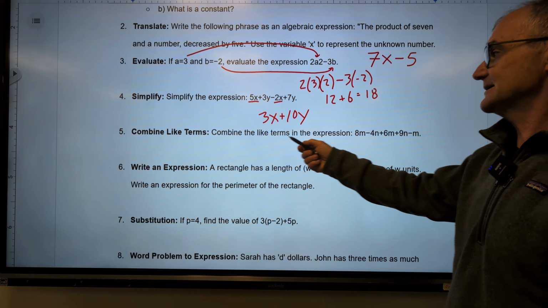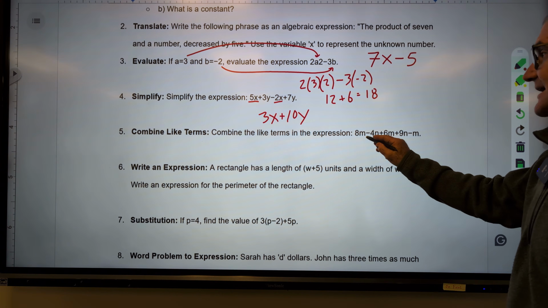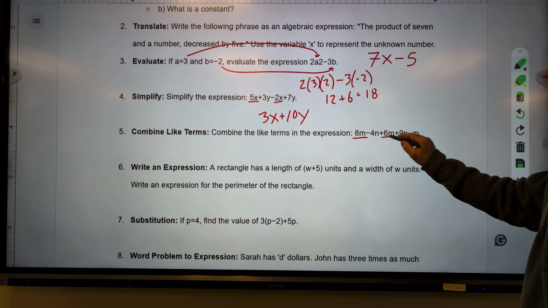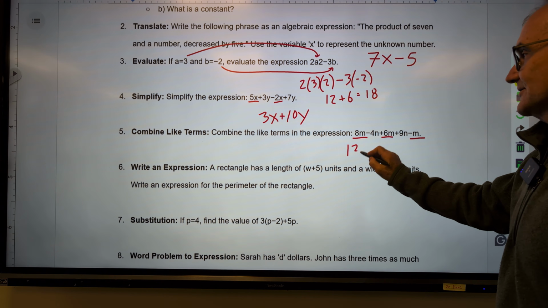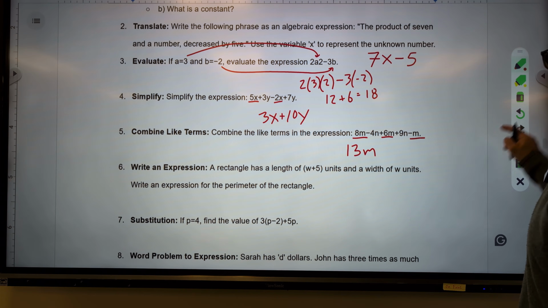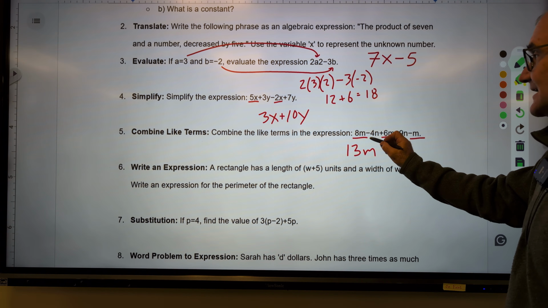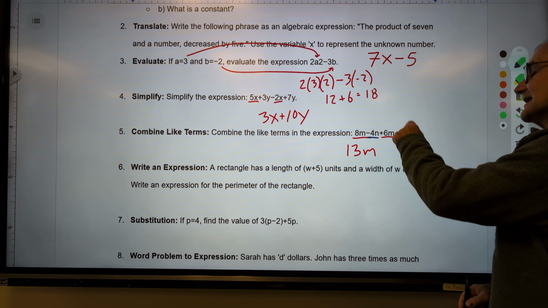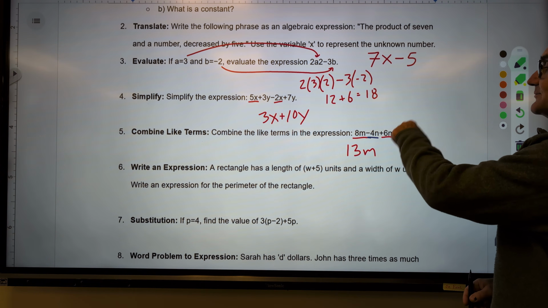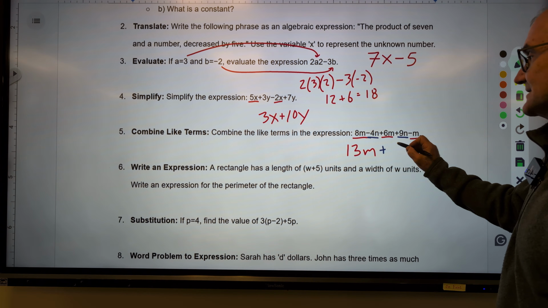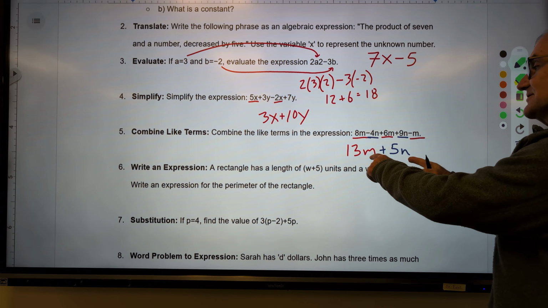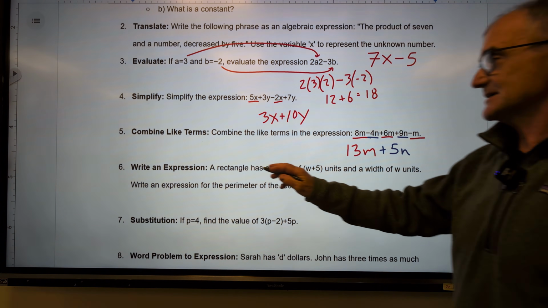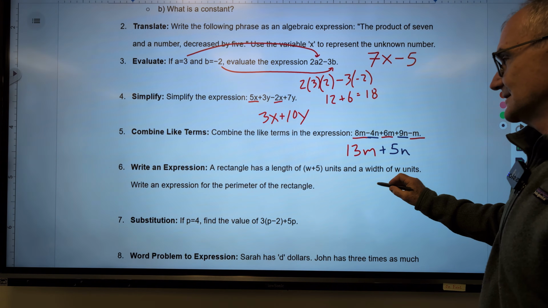Number 5, combine the like terms in the expression. I have 8m plus 6m minus 1m, 14 minus 1, 13m. Let's take a look at the n's now. On the n side of things, I have -4n plus 9n. -4n plus 9n is going to give me positive 5n. These two things are different. They cannot be combined.